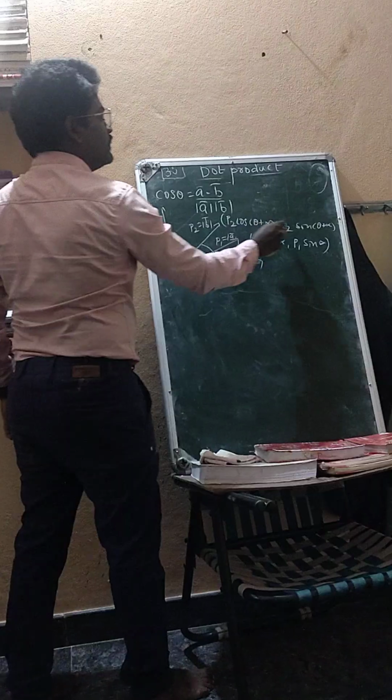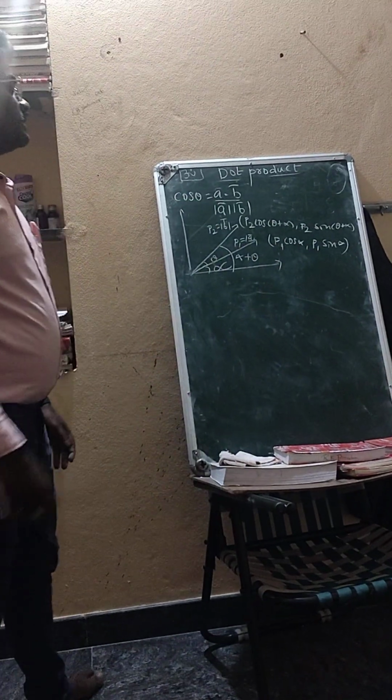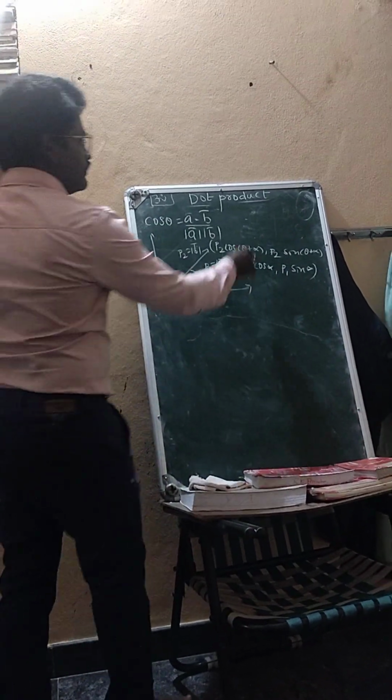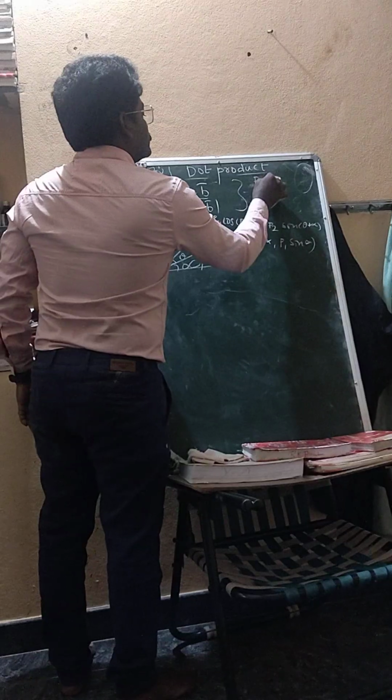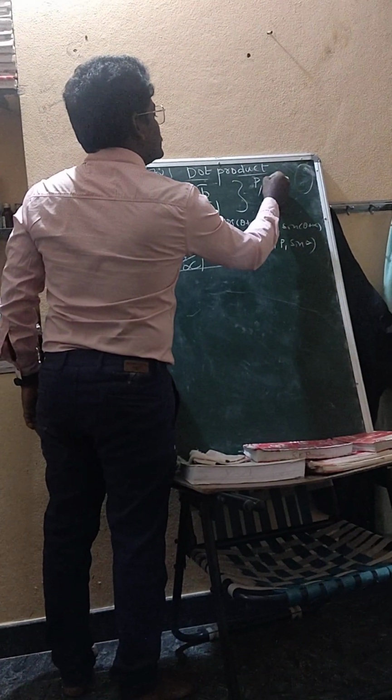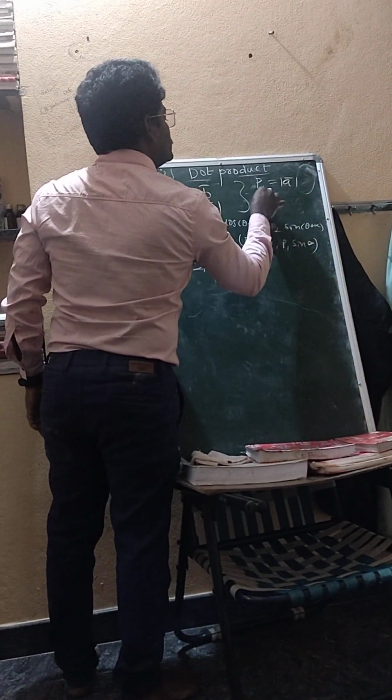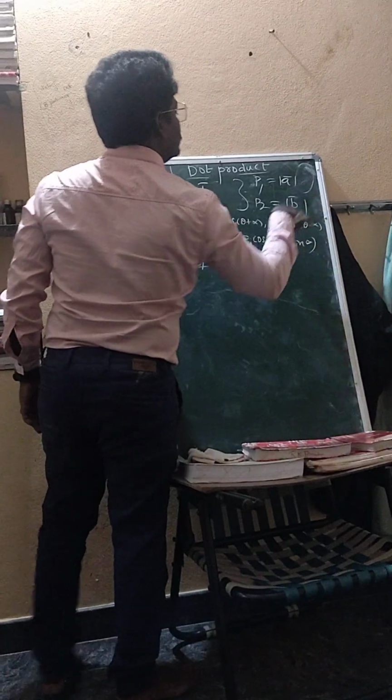P2 cos of theta plus alpha, P2 sin of theta plus alpha. And remember that one. P1 is the distance, the magnitude of A, and P2 is the distance, the magnitude of B.